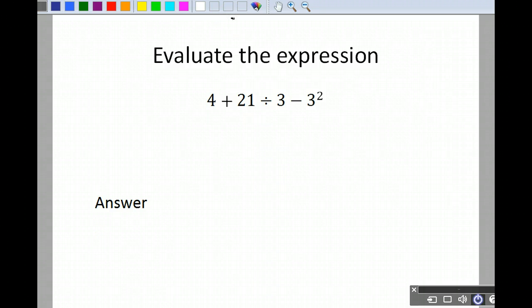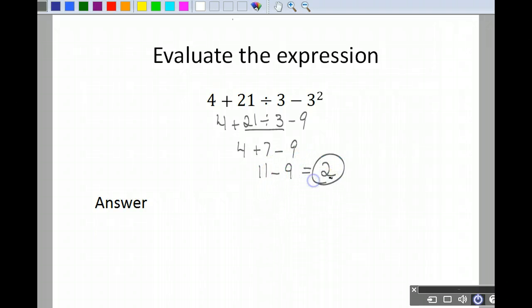So the first one, evaluate the expression. This is looking at the order of operations, so I'm going to go through. First thing I'm going to take care of is my exponents, so I have 4 plus 21 divided by 3 minus 9. Next, I'm going to take care of the division. 21 divided by 3 is 7, so I have 4 plus 7 minus 9. 4 plus 7 gives me 11, so now I have 11 minus 9, which gives me 2.